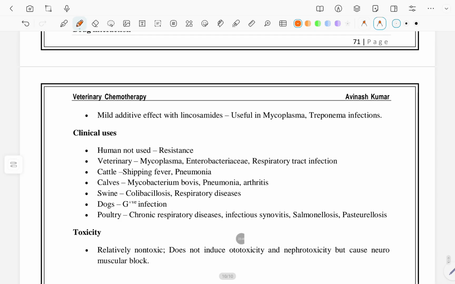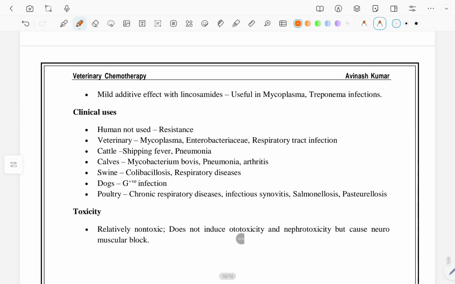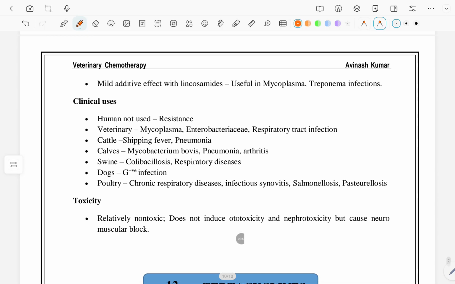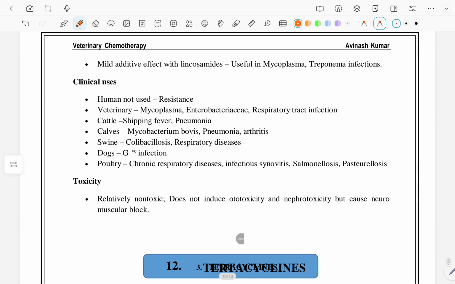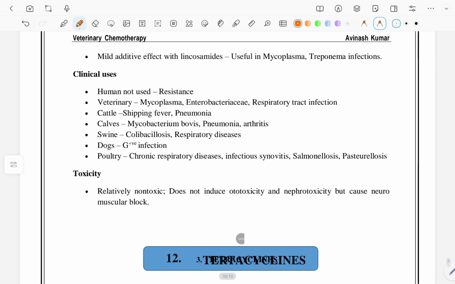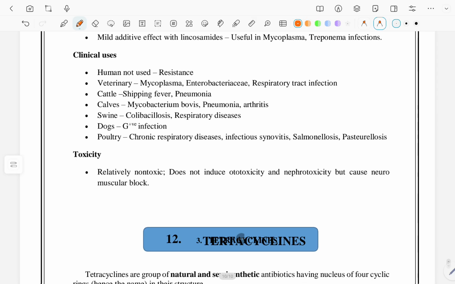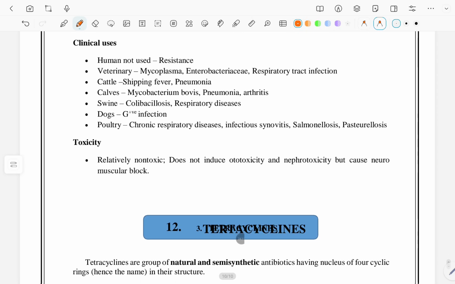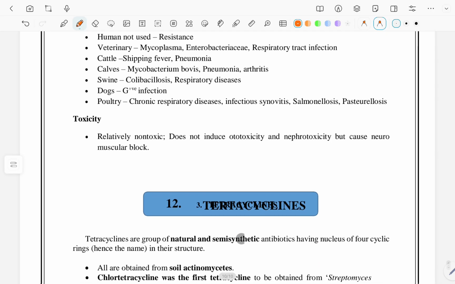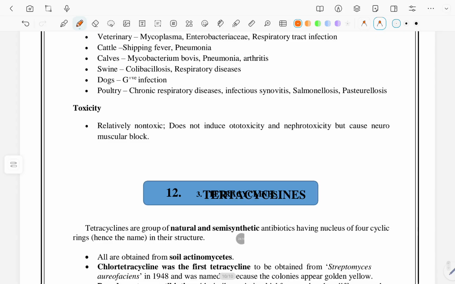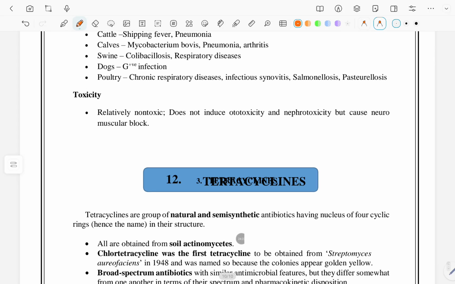Clinical uses: not used in humans because of resistance. Veterinary: Mycoplasma and Enterobacteriaceae respiratory tract infection; cattle, shipping fever pneumonia; cow, Mycoplasma bovis pneumonia, arthritis; swine, colibacillosis, respiratory disease; dog, gram-positive infection; poultry, chronic respiratory disease, infectious synovitis, salmonellosis, pasteurellosis. Toxicity: relatively nontoxic, does not induce ototoxicity and nephrotoxicity but can cause neuromuscular block.